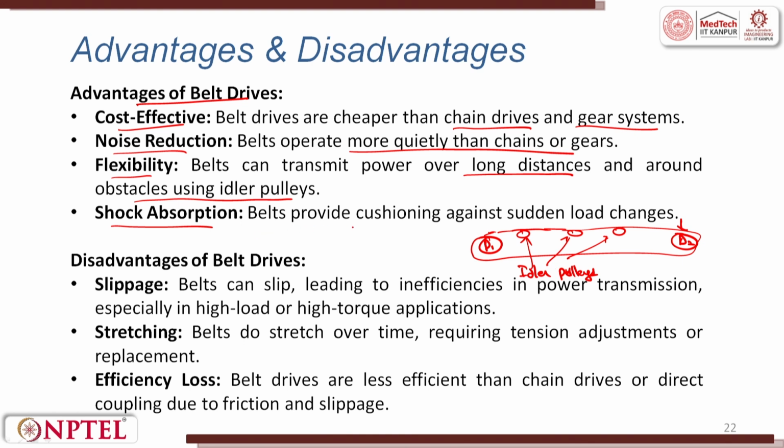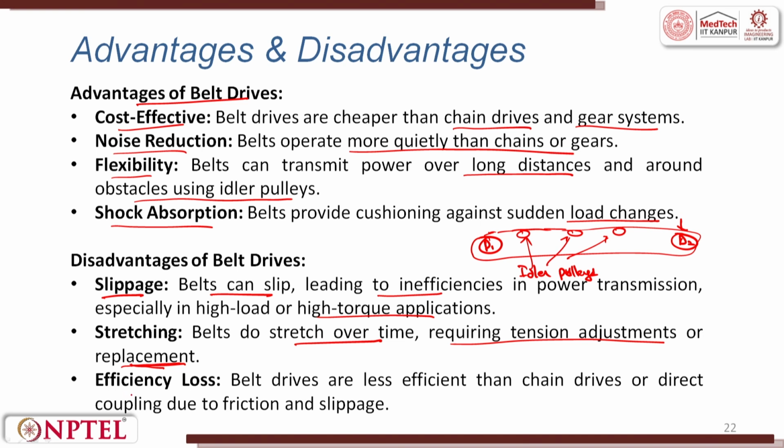Shock absorption: belts provide cushioning against sudden load changes. So, that is why slippage helps to counter the shock that could be there. Disadvantages are slippage: belts can slip which leads to inefficiencies in power transmission, especially in high load or high torque applications. Stretching: belts do stretch over time because again these are made out of leather, rubber. These materials could stretch with time. Therefore, tension adjustments are always required, or replacements could also be made at certain intervals.